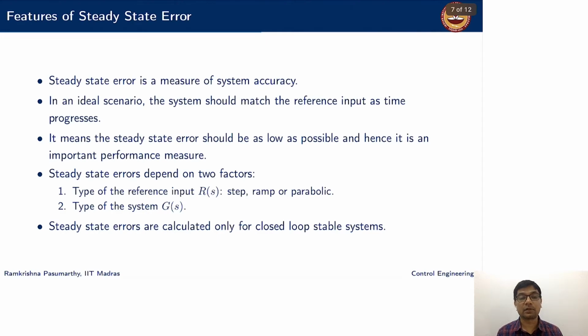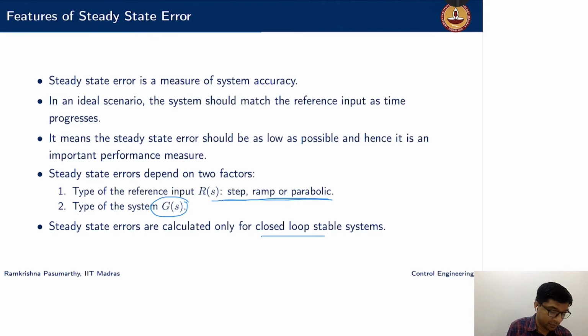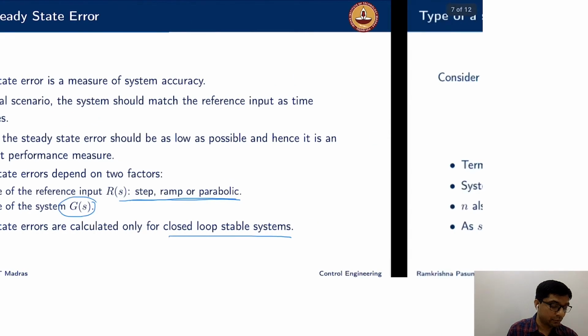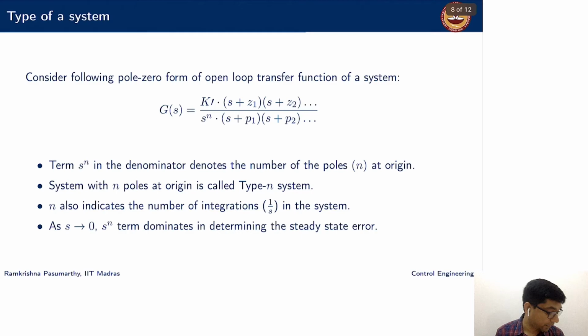Steady state error depends, of course, on the system itself and how the system responds to a certain input. So we'll see how different reference inputs, a step, ramp, or parabolic, have an impact on the steady state error. And of course, I will calculate this only for systems which are closed loop stable. Otherwise, the system is just unstable, it will deviate from where it is supposed to be, and these calculations would turn out to not be very useful.